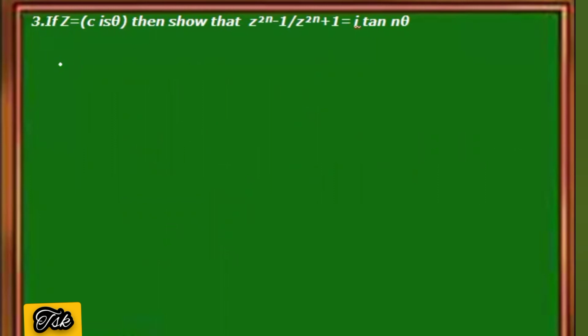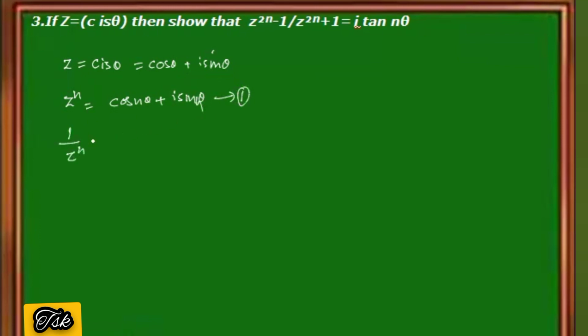Next problem. z is equal to cis theta, meaning cos theta plus i sin theta. z power n is equal to cos n theta plus i sin n theta. 1 by z power n is cos n theta minus i sin n theta. z power n plus 1 by z power n is equal to 2 cos n theta. z power n minus 1 by z power n, subtracting, we get 2i sin n theta.